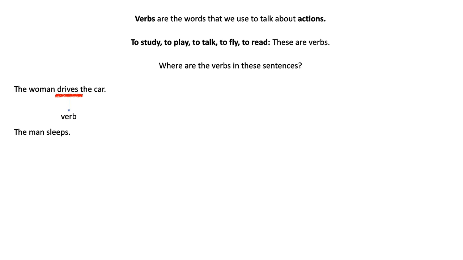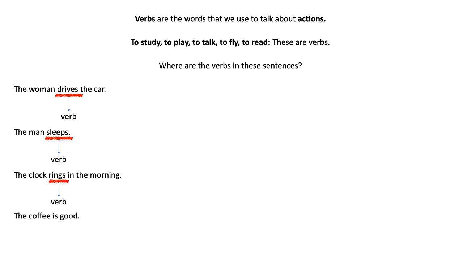How about this sentence? The man sleeps. This seems to be a very passive sentence, right? It's just a man sleeping. But if you think about it, sleeping is an action. It's something that is done, right? So sleeps is our verb in this sentence. Okay? How about the clock rings in the morning? Is the clock an action? No, it's a thing. Is the morning an action? No, that's just a part of the day. Rings, that is an action now, right? That is our verb in the sentence the clock rings in the morning.